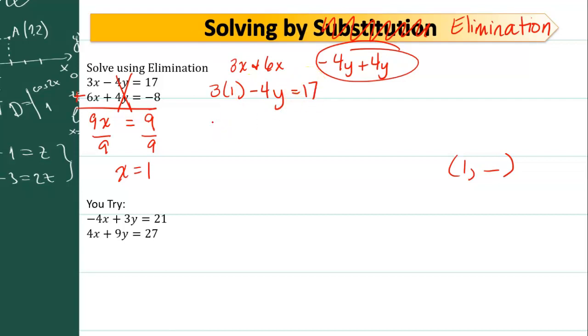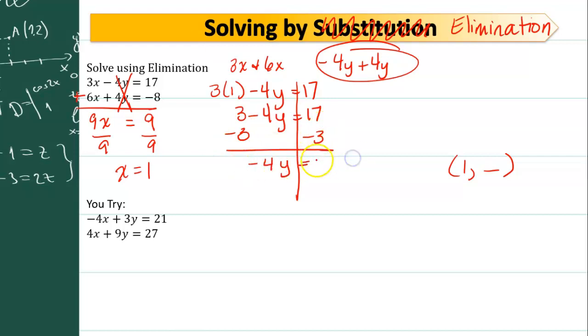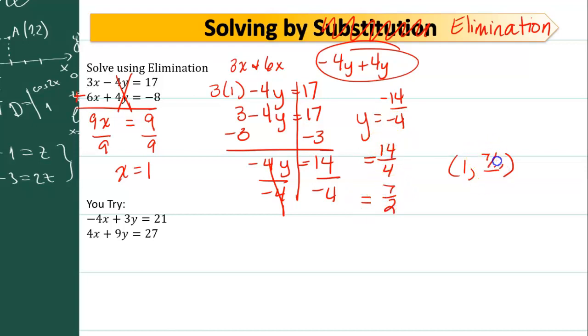We could have used either equation. I just used the top one. 3 times 1 is 3. Notice that now I need to solve my equation. I'm going to subtract 3 from both sides. So I get -4y equals 14. Divide both sides by -4, and the -4s cancel out. I'm left with -14 over -4, but let's clean that up. A negative divided by a negative becomes a positive, and both of these numbers are divisible by 2, so that answer can become 7/2. So it's (1, 7/2). It's perfectly okay to have a fraction in your answer here.